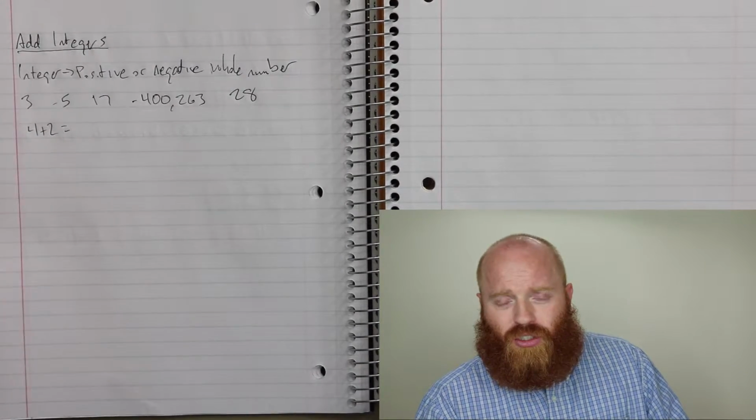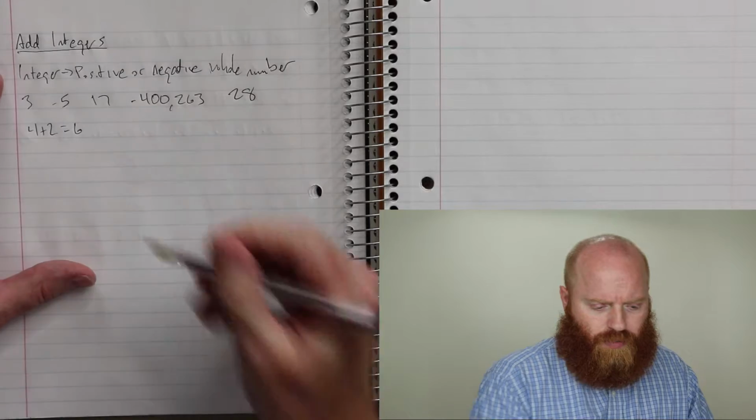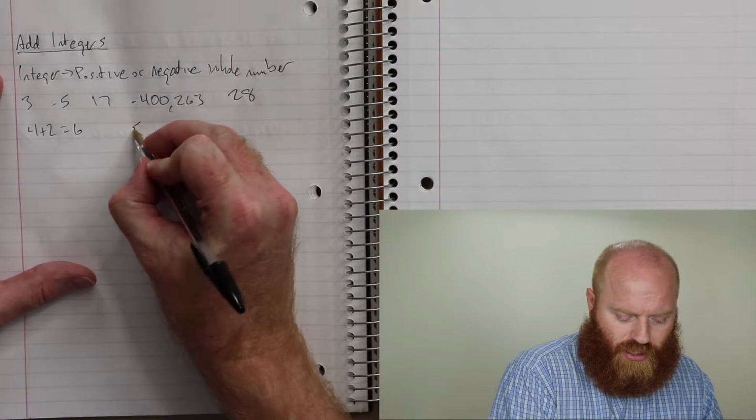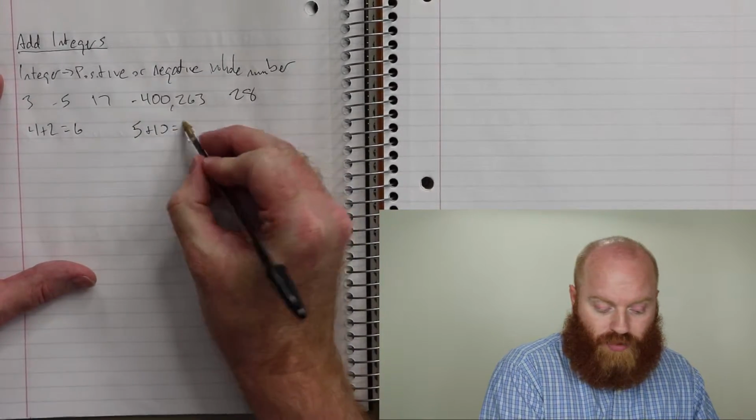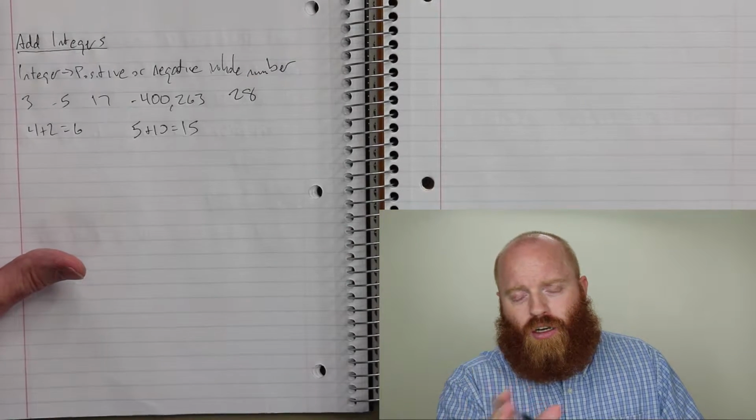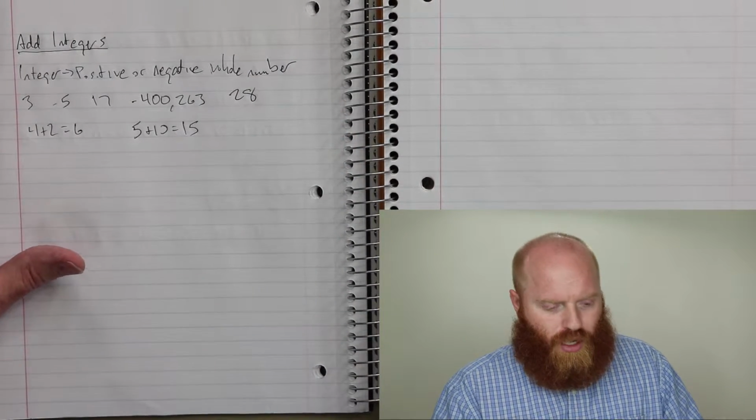So let's start out: 4 plus 2, obviously that's 6. Something like 5 plus 10, that'd be 15. So those are the easy ones. Positive number plus a positive number.